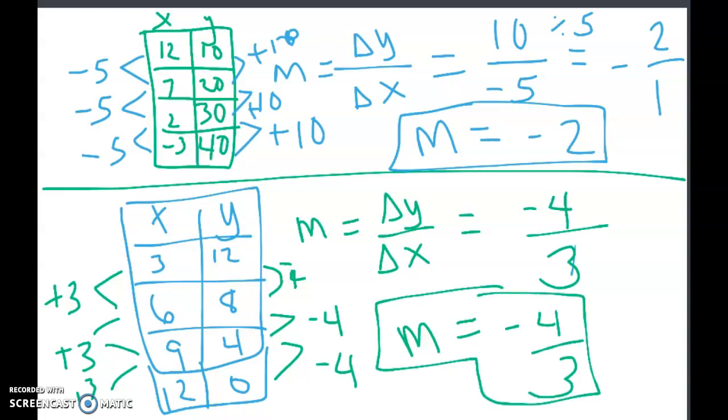All right, teach someone something new today, how to find slope ratio from a table.